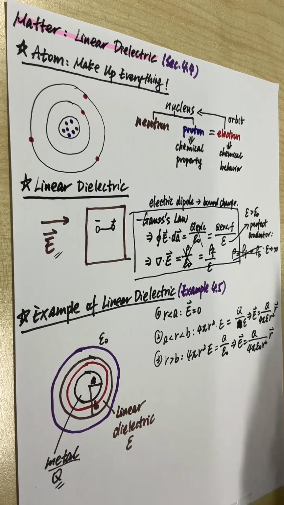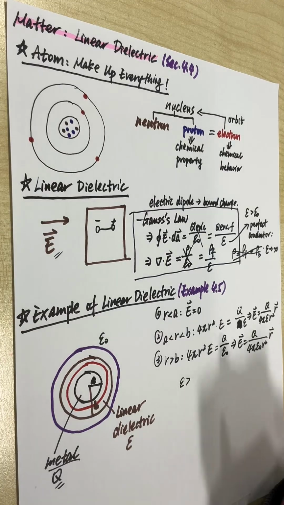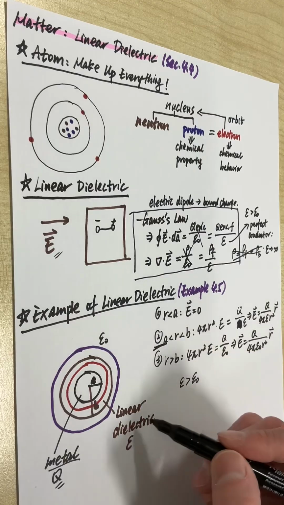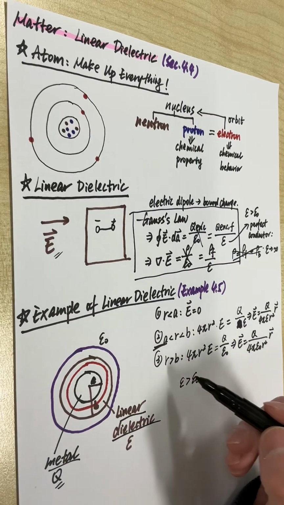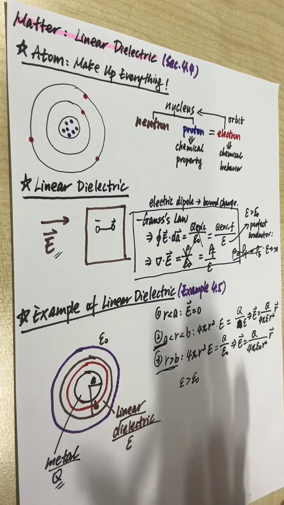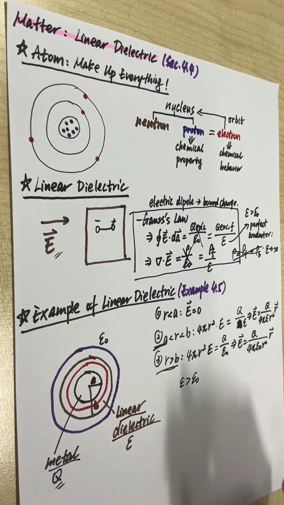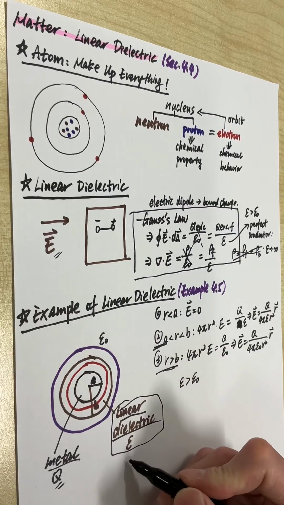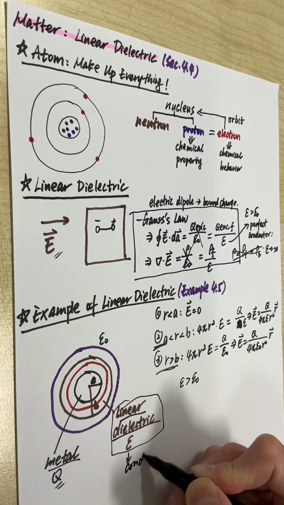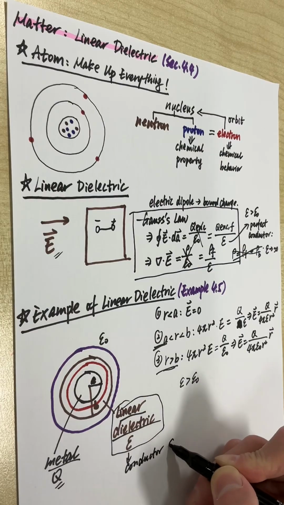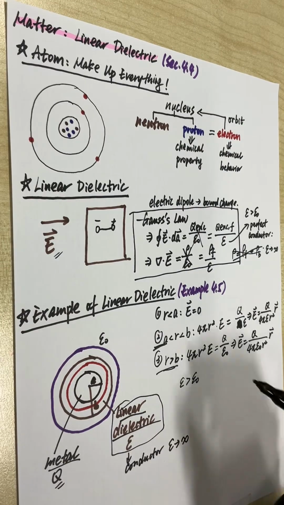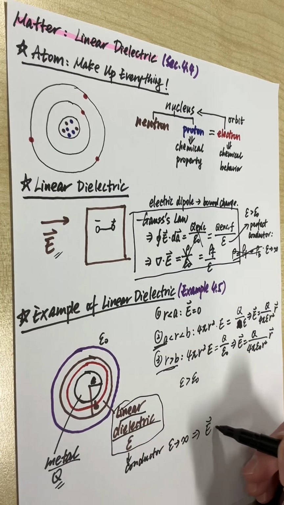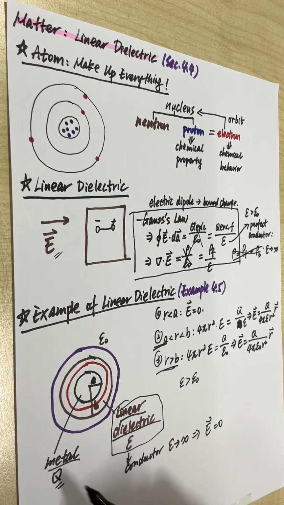So what we can see here is that epsilon is bigger than epsilon 0. So the field inside of the linear dielectric is smaller than the field in free space. Ideally, if the linear dielectric is replaced by a conductor, epsilon approaches infinity, then the E field equals 0, the same as inside of the metal.